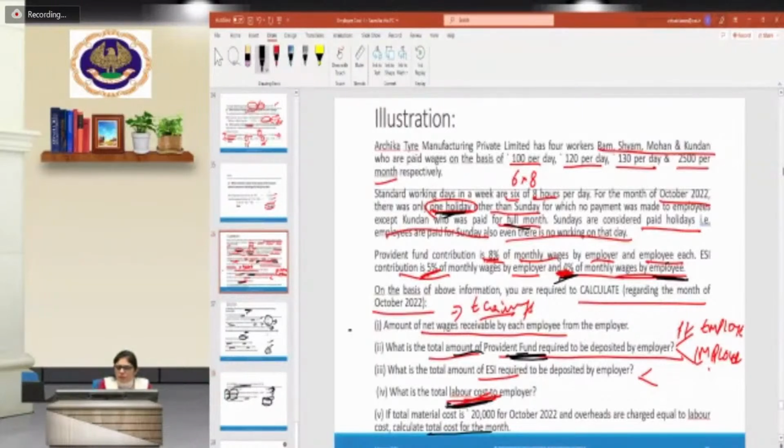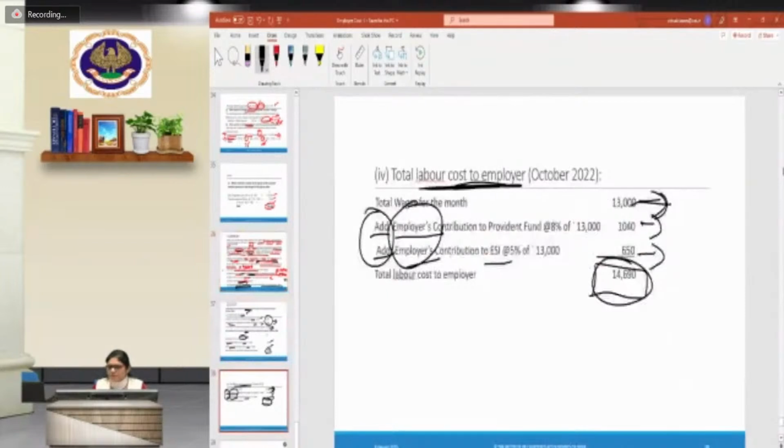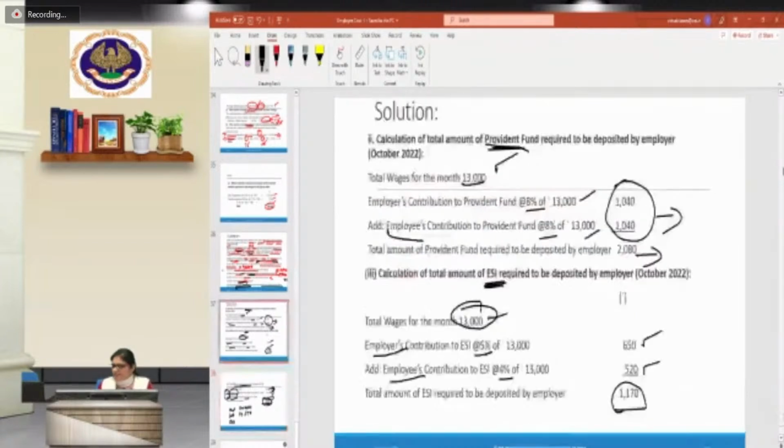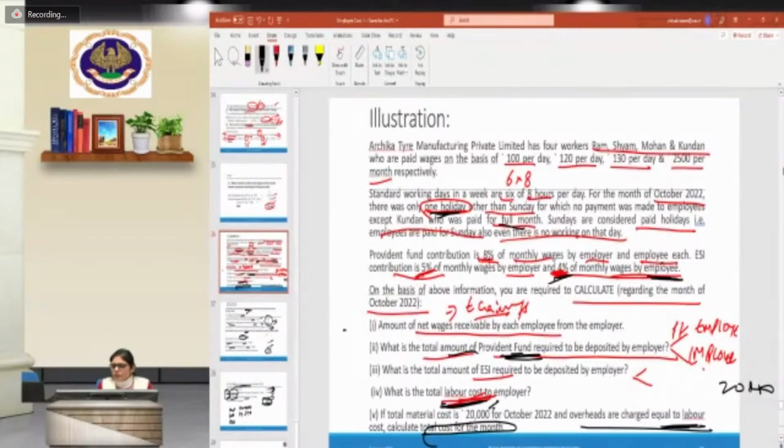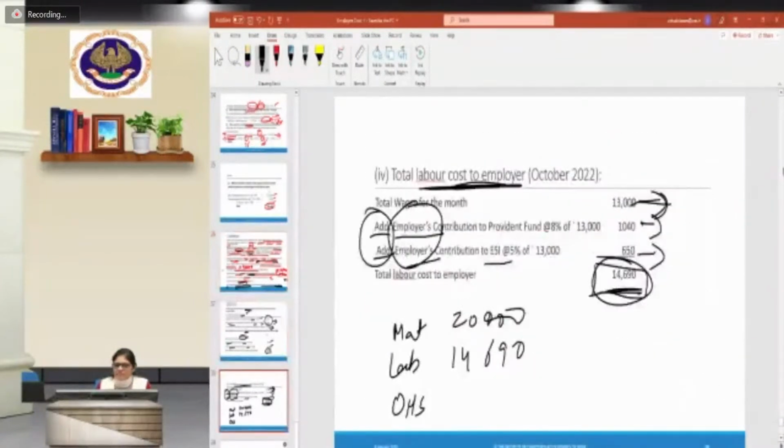So now they're asking the total cost for the month. They have given us the material. They have given us that the overheads are charged equal to labor. So material is 20,000. Labor, we have just calculated the labor cost, 14,690. Overheads, they are saying, is equal to labor cost. So whatever is the labor cost, equal amount you have to charge for overhead also. So this will be the total cost for October month. You just add them.